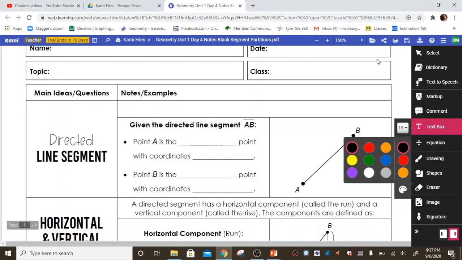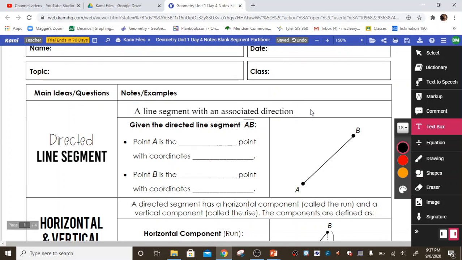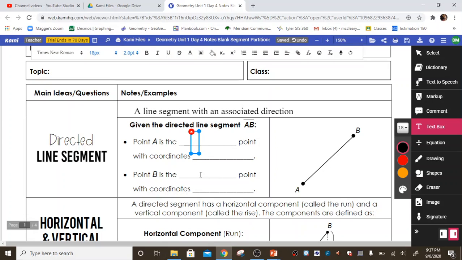The first thing we need to talk about is directed line segments, because these segments are going to be going from point A to point B or from point R to point S, whatever they happen to be. So a directed line segment is going to be a line segment with an associated direction. So exactly like it sounds. So it's not just a two-way thing. We're actually saying from A to point B.